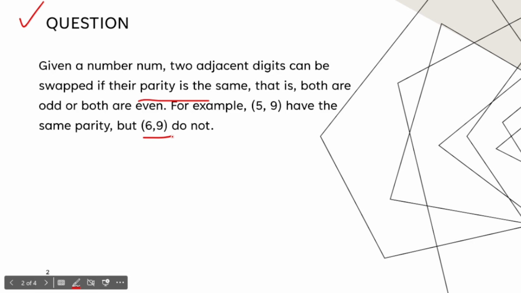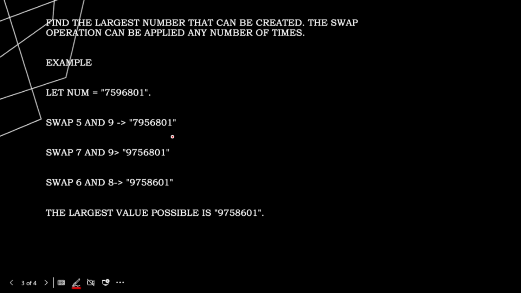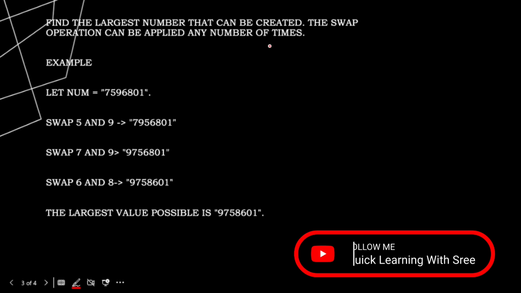But in the case of 6 and 9, 9 is an odd number but 6 is an even number. So you cannot do the swapping because their parity is not the same. I think it's clear up to this. Now let's see some examples. Then find the largest number that can be created. The swap operation can be applied any number of times.